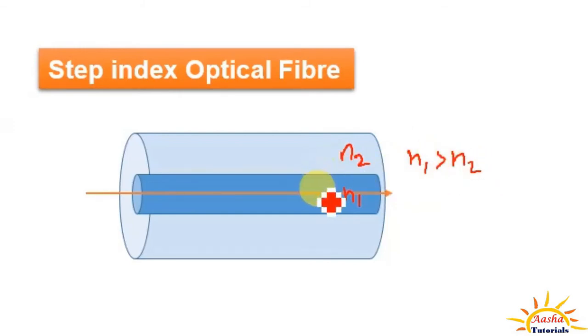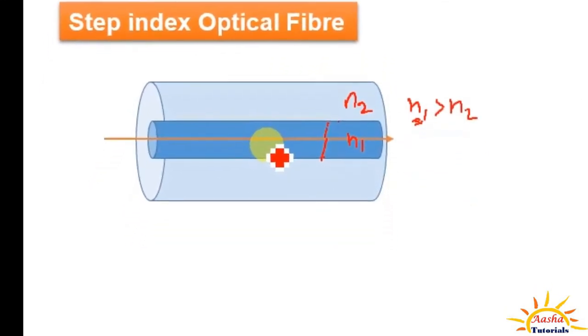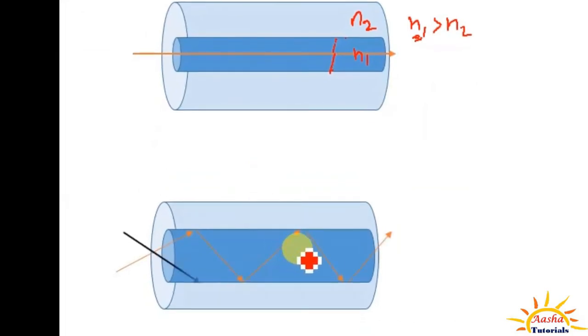So throughout the radial distance of the core, if the refractive index of the core remains constant and greater than that of the cladding, and at the core-cladding boundary the refractive index changes abruptly, then such a kind of optical fiber we call a step index optical fiber. It may be single mode or multimode.